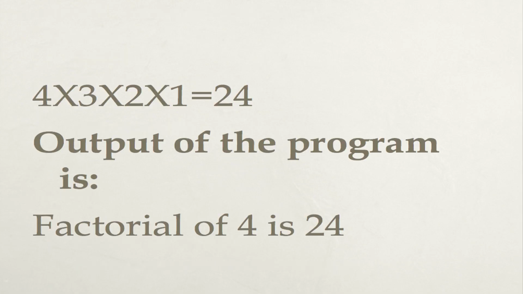Now you can see the output: 3 into 4, 4 into 3 into 2 into 1 equals 24. So the output of the program, factorial of 4, is 24.